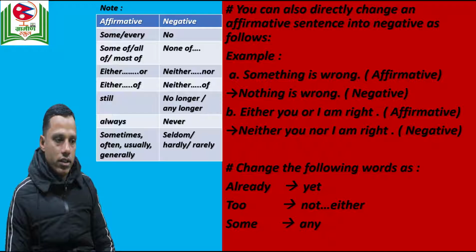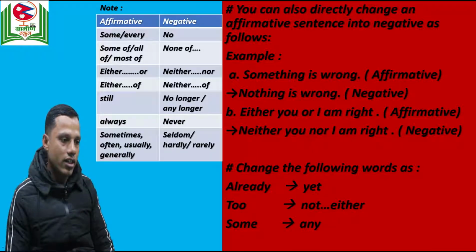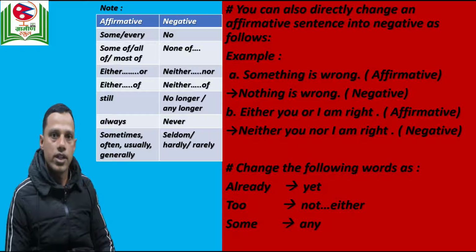Something is wrong. It is in affirmative form. Now you can change this into negative as nothing is wrong. Something can be changed into nothing. This is how we can change directly into negative form.